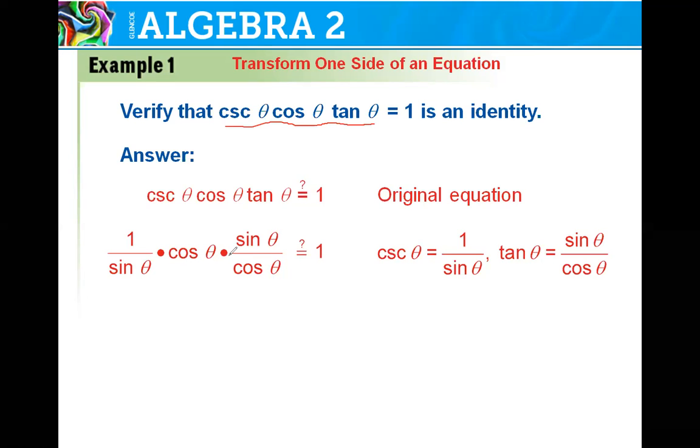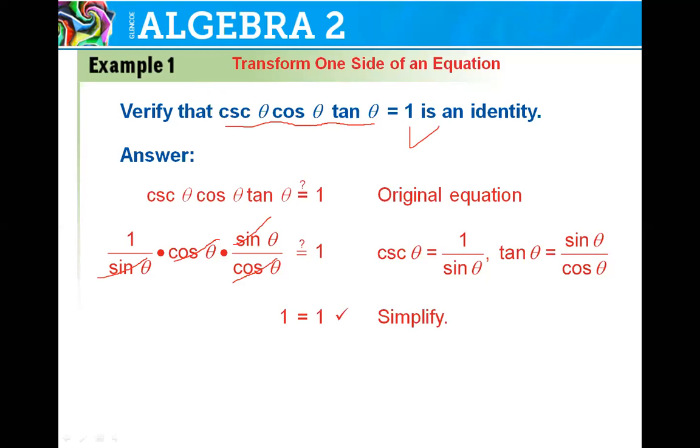So you can cancel up with down. We can cancel cosine from here with cosine from here, up and down, and the sine from here and sine from here. The remainder will be what? 1. So we get 1, so this identity is right. We get the answer directly: 1 equals 1. So it's simplified and it's an identity.